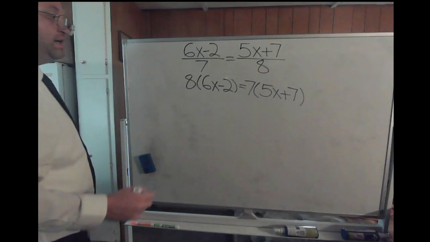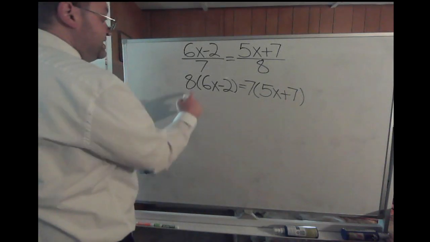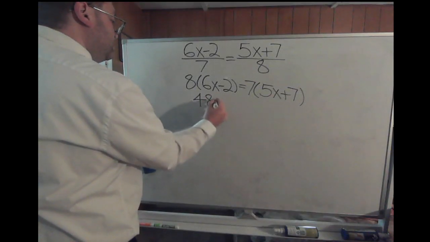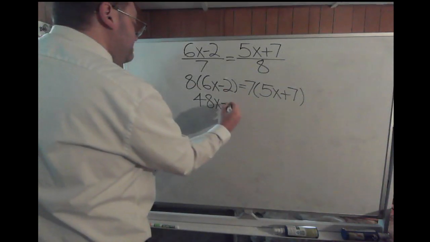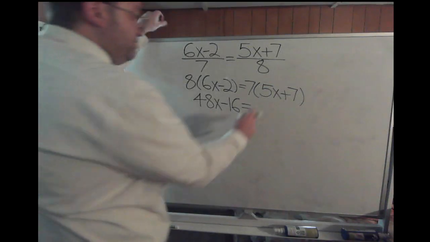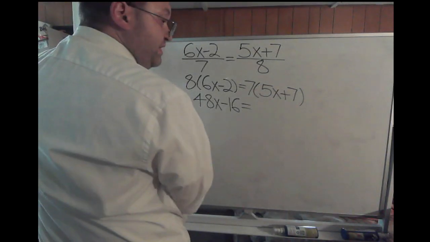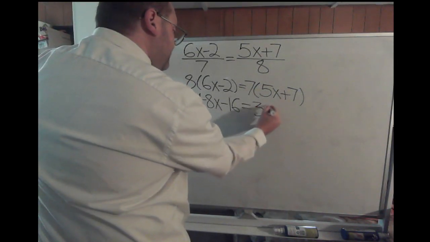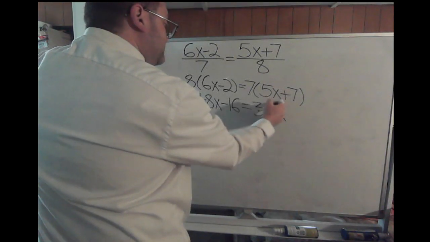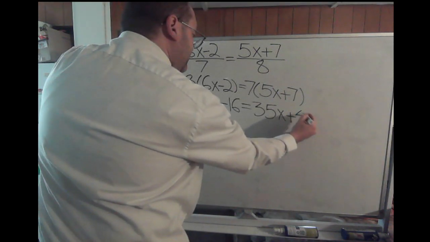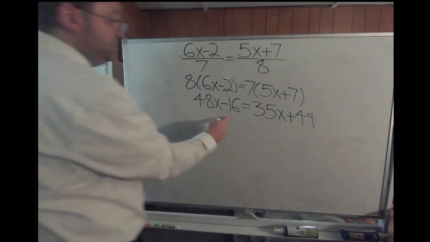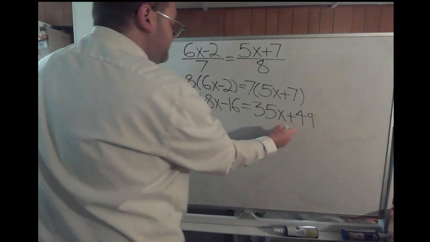So now let's work on the distributive property on both sides. 8 times 6x, well that's 48x. Minus 8 times 2, that'd be minus 16. So you have 48x minus 16 is equal to 7 times 5x, that's 35x, plus 7 times 7, that'd be 49. So now you have 48x minus 16 equals 35x plus 49.